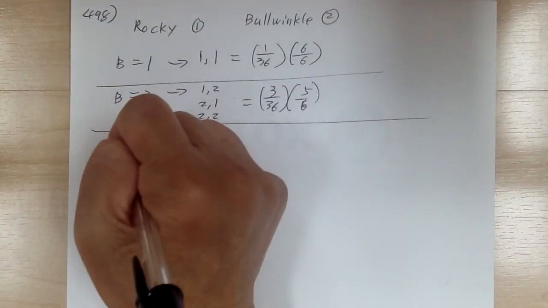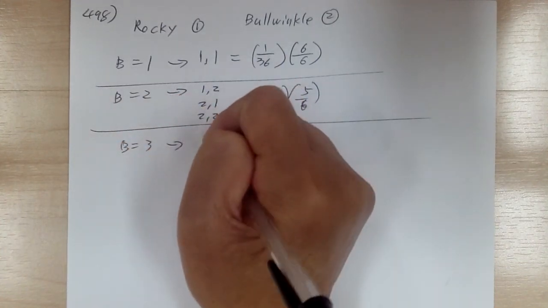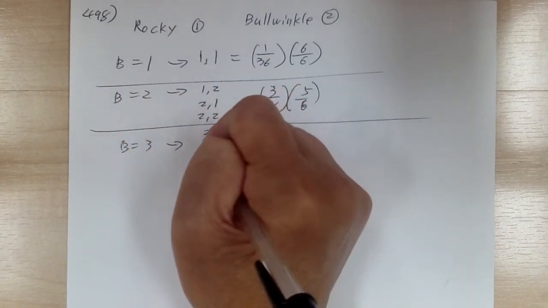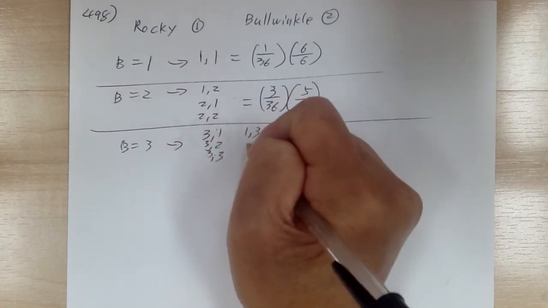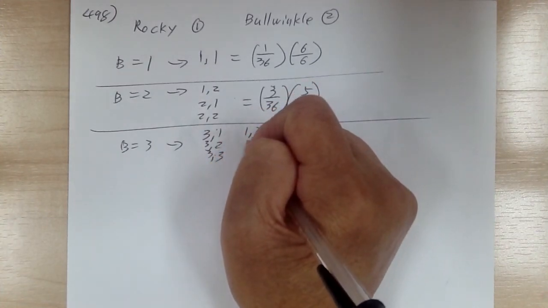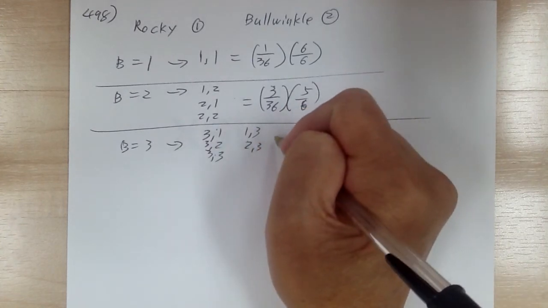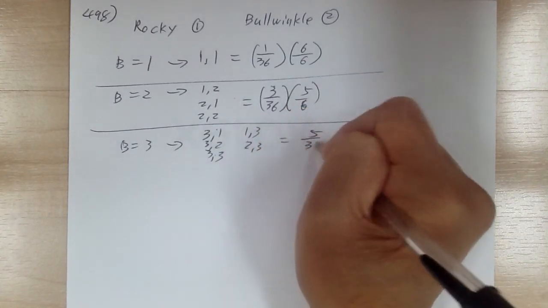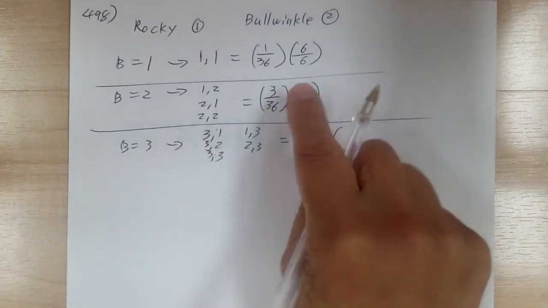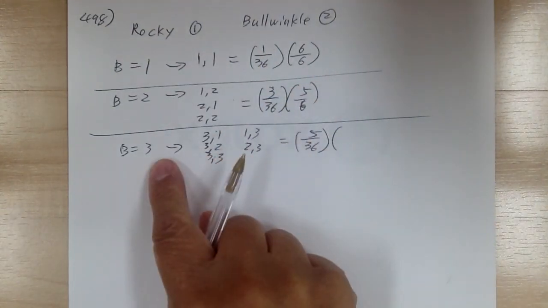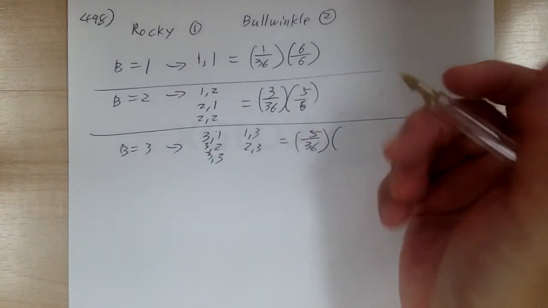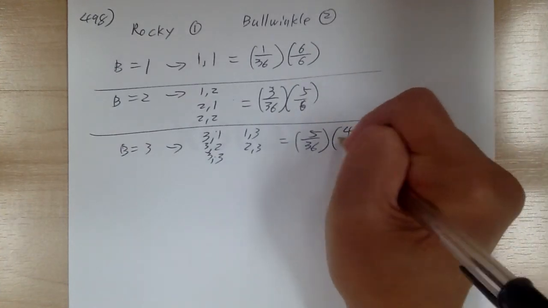And then when Boingo equal to 3, so it'd be 3-1, 3-2, 3-3, 1-3, 2-3. Okay, and so this will equal 5 out of 36. And then so again, this is for Boingo. Now for Rocky to win, you have to roll at least a 3 or better. So you got 4 choices, right? 3, 4, 5, 6. So it'll be 4 choices.